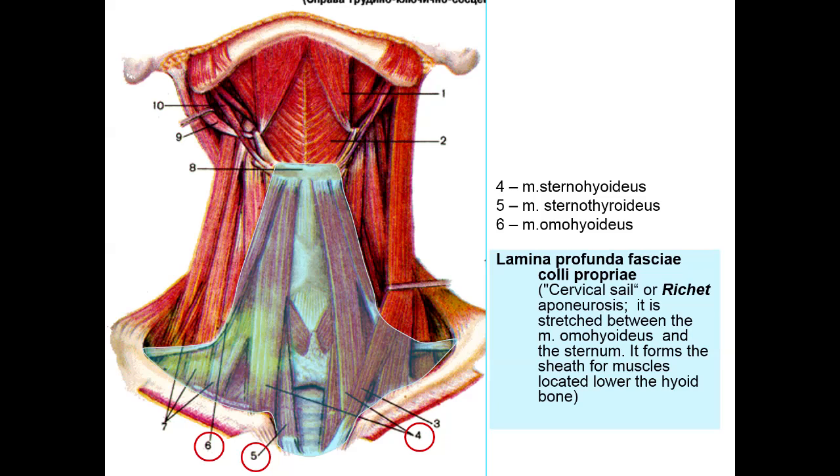So all the muscles which belong to the middle layer between the hyoid bone and sternum are covered by this fascia, lamina profunda fasciae colli propriae. So laterally of musculus omohyoideus, we can't find this fascia. So it's placed only from the anterior aspect.